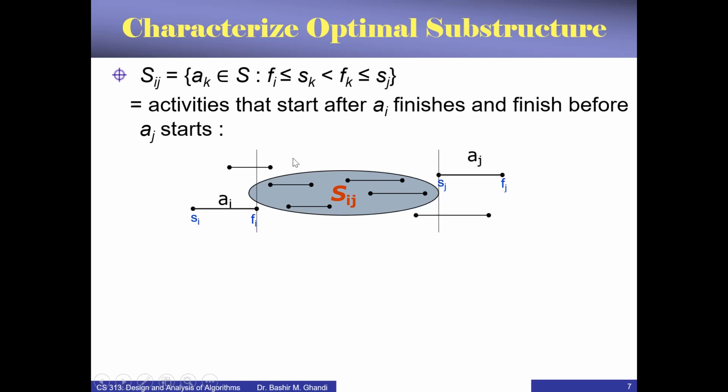So our subset Sij will be all activities that start after AI finishes and finish before AJ starts. Okay, so that is our term here. Suppose we have this subset.